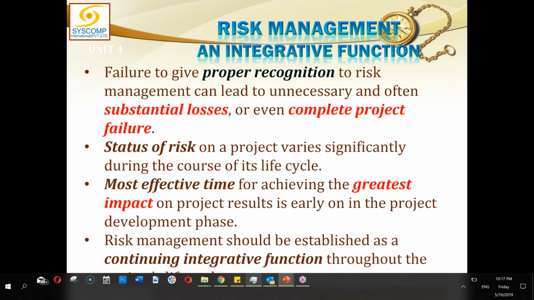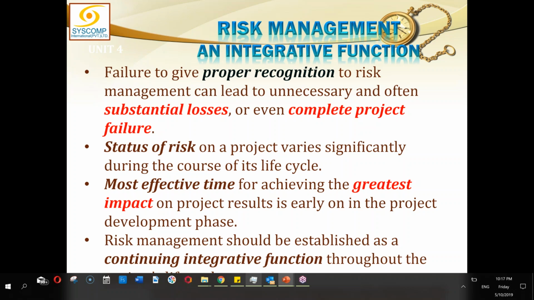Status of risk on a project varies significantly during the course of its life cycle. The most effective time for achieving the greatest impact on project results is early on in the project development phase. So when the project is in the development phase, when we are starting off, when we are planning and getting into the execution, that is the time in the beginning when the maximum impact of the risks would be there.